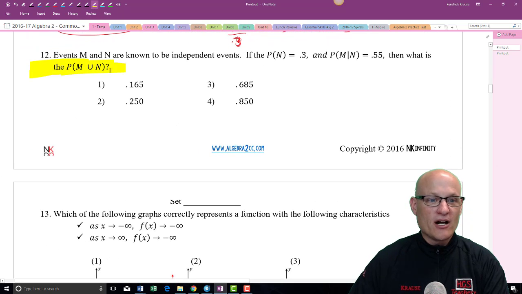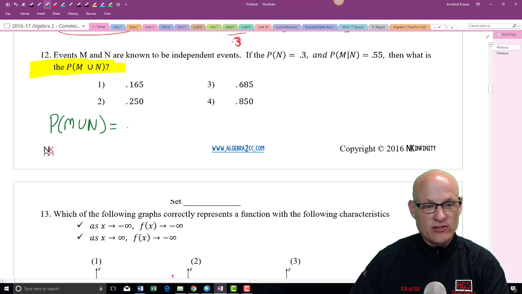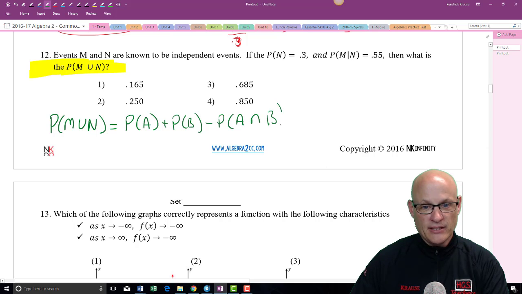All right, did you notice this? Alert, alert, alert. We have an or. Any time you have an or, you have to write the or formula. If you don't have these formulas, get them down and get them memorized. They're not going to be given to you. It is equal to the probability of A plus the probability of B minus the probability of A and B.